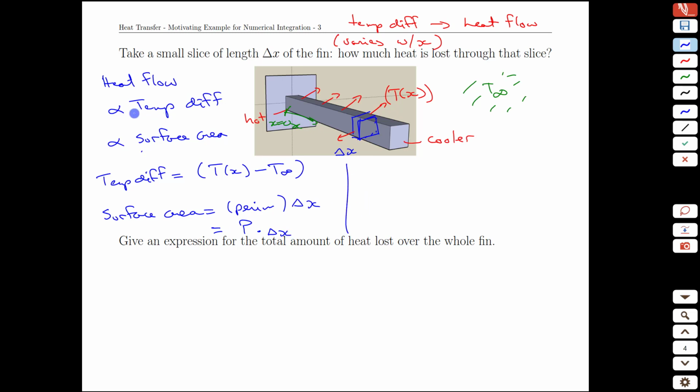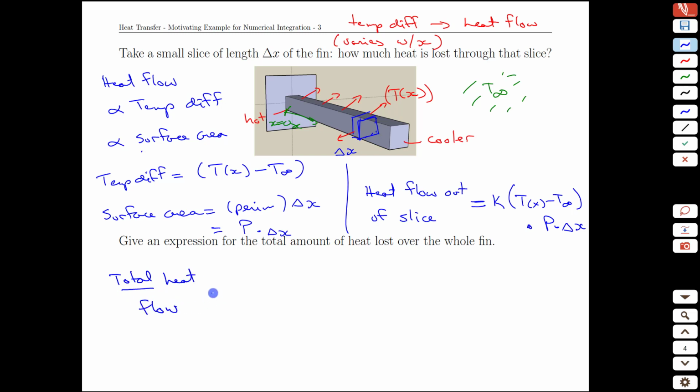With those ingredients and the idea that the temperature difference and the surface area are the main ingredients to heat flow, the heat flow out of the slice is going to be proportional to, which is the same as equals, a constant times T of x minus T infinity times P times delta x. So temperature difference and something to do with the area is going to affect all this. That only captures the heat flow out of one little segment. If we want to find the total heat flow, what do we use? An integral.